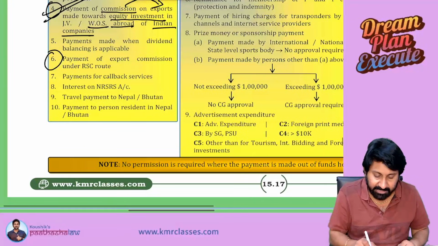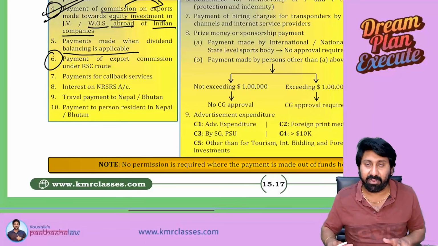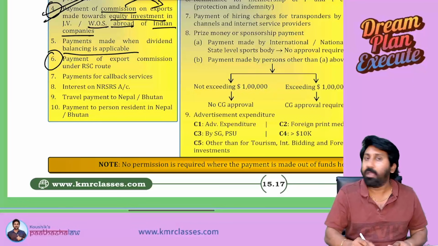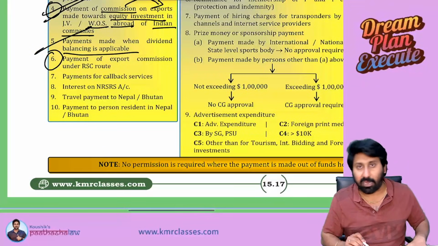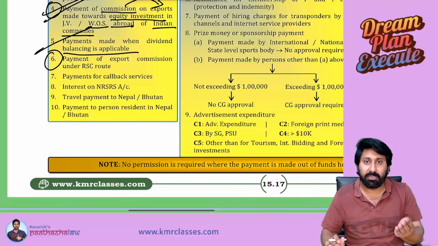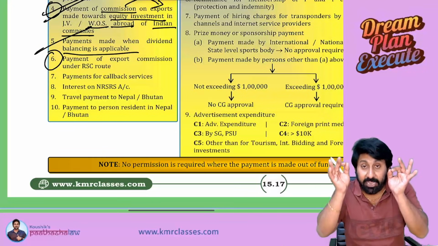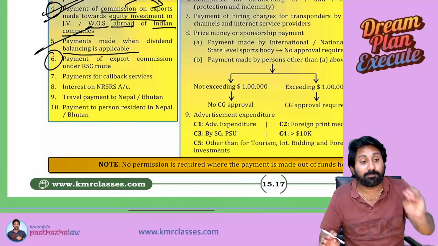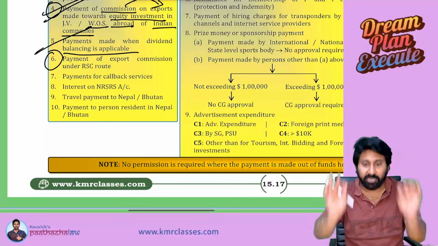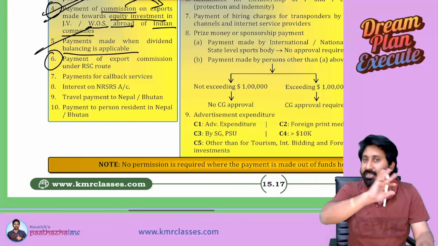Next, payments made when dividend balancing is applicable. In such a case where dividend balancing is applicable, payment made in foreign exchange is not allowed. Okay. Dividend balancing, what will happen is set off will be happening. Means what? The amount of exports you make and the amount of dividend paid by that company will be set off. So any question that comes in the exam relating to export and dividend, it's a dividend balancing question. Forget about all other concepts. If a question comes in that way, forget about everything. Remember, that's a dividend balancing question. Drawal of foreign exchange is prohibited.